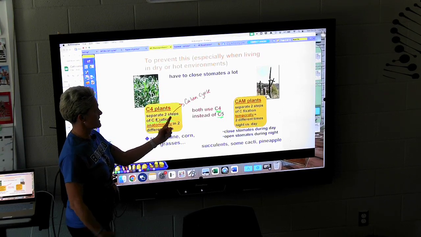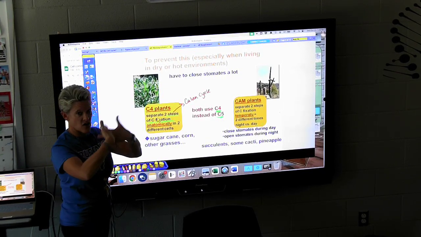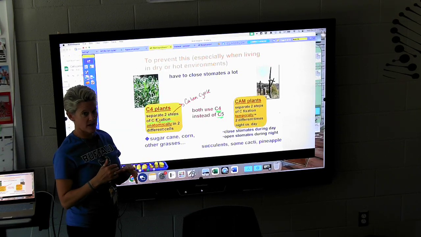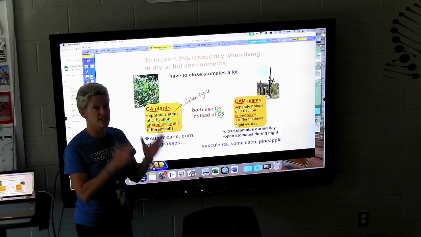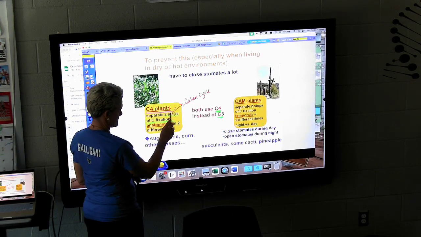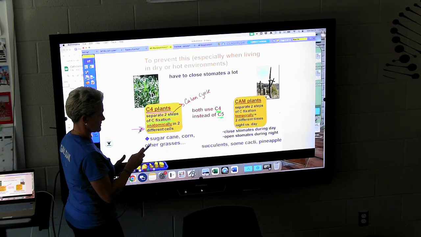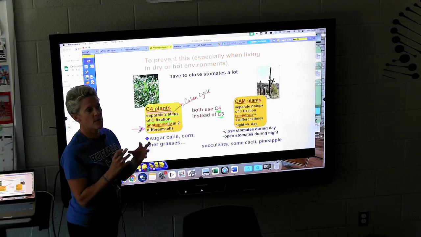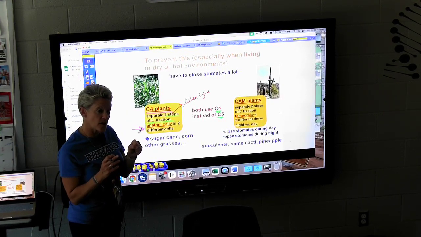They separate that carbon dioxide fixation, that carbon fixation, getting the carbon dioxide in. They break it down into two steps, and they're in two different cells. All right, so that's a C4 plant. It will have that step occur in two different cells. That way they can get carbon dioxide in, and that part can happen in the one cell.